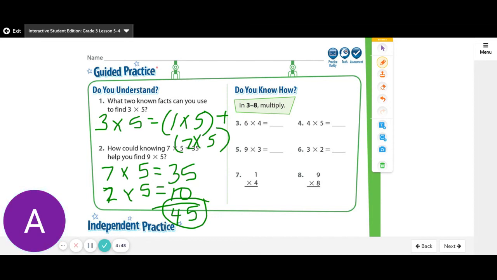On this side, I want you to try numbers 3, 4, 5, 6, 7, and 8. Pause the video, and when you're ready to check, you can play the video again.